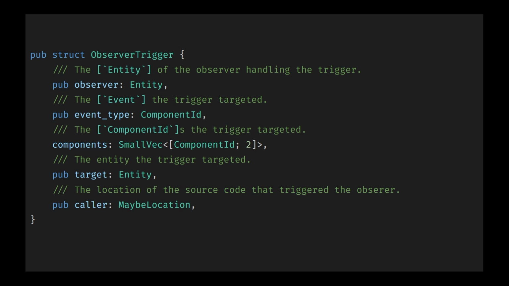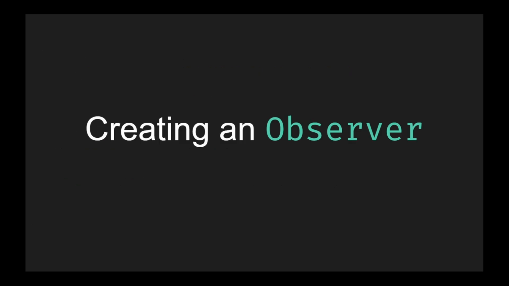If the event is propagating, this will be the current entity along the propagation path, not the original entity that the event was targeting. And finally, there's a maybe location, which gives you access to the source location where the observer was created if you have track locations enabled. Otherwise, it's just a zero-sized type that the compiler will completely optimize away. Now we know how to write a system that can be used as an observer.